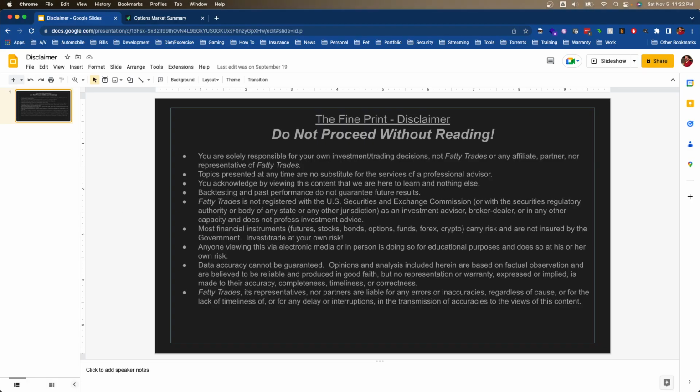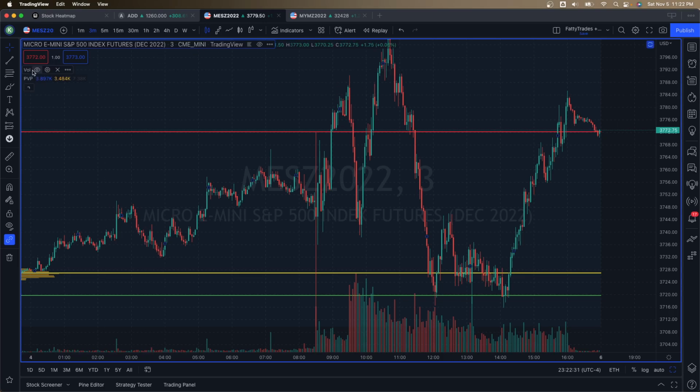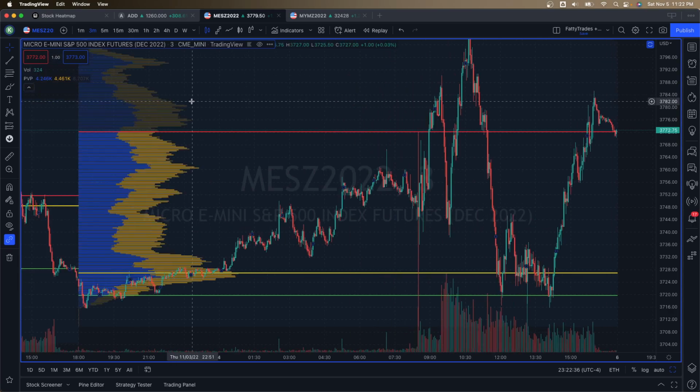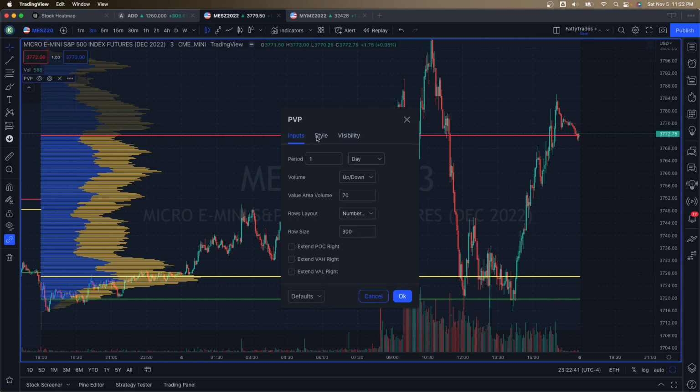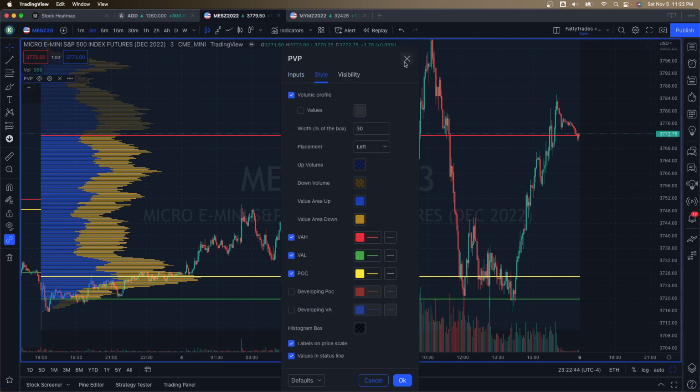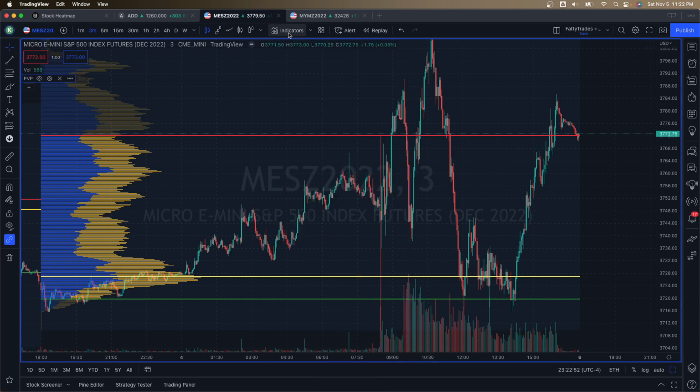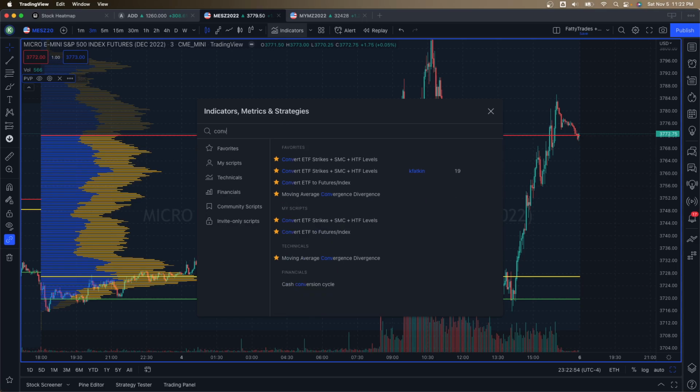So I'm going to pull up TradingView, and on this chart right now, I'm looking at MES, which is one of the primary instruments that I trade. You can see I only have regular volume and periodic volume profile, which I've done other videos about how to use, and I have another one coming up soon on a great way to use it to separate range and trend days. If we go up top and search indicators, and I search convert ETF, you'll see the one by K Facken, which is my actual last name, and you'll see convert ETF strikes plus SMC plus higher time frame levels right here.